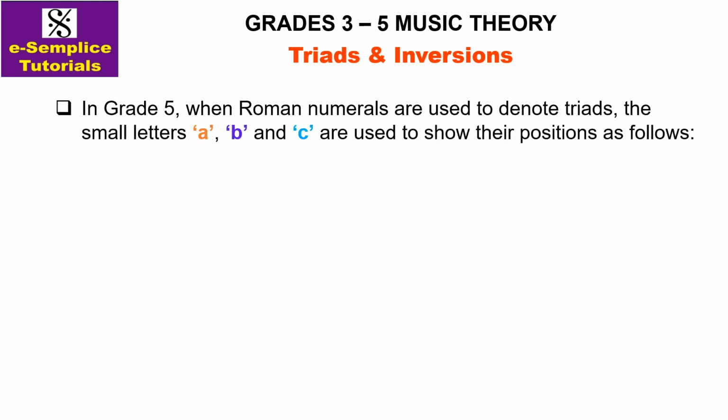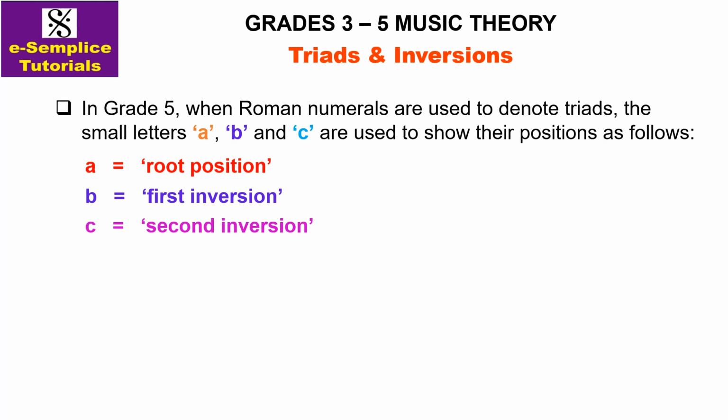Now in grade 5, when Roman numerals are used to denote triads, the small letters A, B, and C are used to show their positions as follows. A means root position. B means first inversion. C means second inversion.